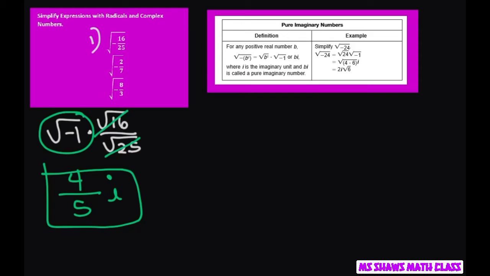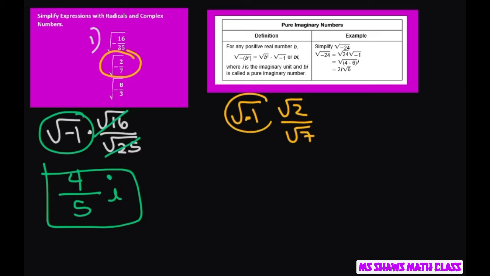Now for these two, let's see what we have. Do the same thing. We have negative square root of 1. Not negative, but just... Let me do this. Square root of negative 1, square root of 2, and square root of 7. So, we know this is I. The problem with this is we have a radical in the denominator.